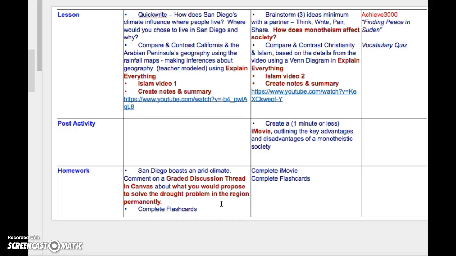Whether that be taking shorter showers, limiting the time that you brush your teeth. Those are the things that I want you to start to think about as we start to explore a little bit more about the geography, comparing and contrasting the precipitation or lack thereof in both California and what we're studying in Islam.